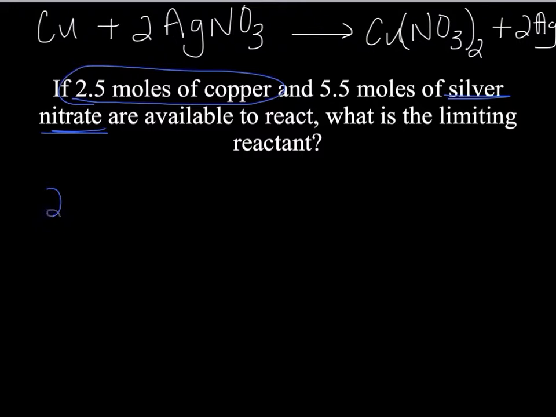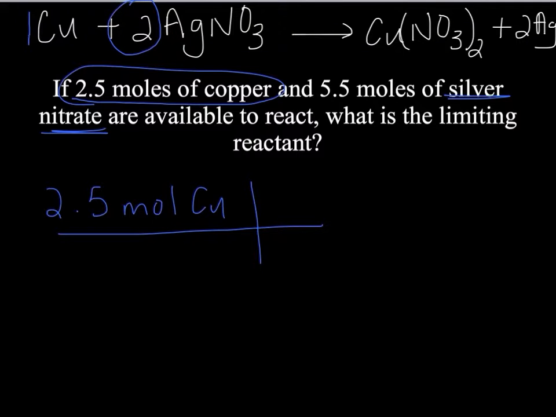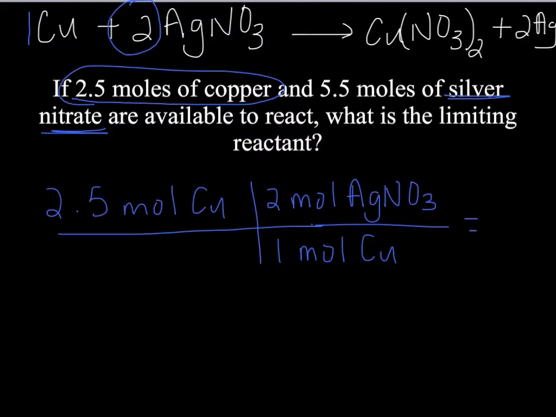So in my T-table, start off with 2.5 moles of copper. I'm going to use my mole ratio. So in front of the copper, I have a 1, and in front of the silver nitrate, I have a 2. So it's a 2-to-1 ratio. My 1 mole of copper goes on the bottom, so my units cancel out, and my 2 moles of silver nitrate go on top. Now, I have 2.5 times 2, and that equals 5 moles of silver nitrate.